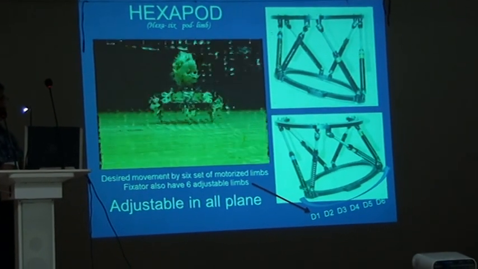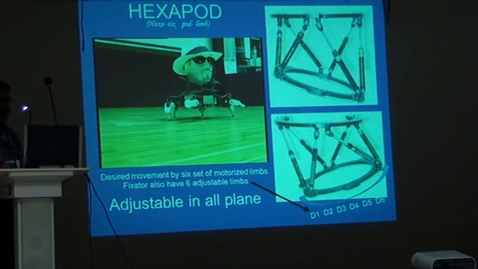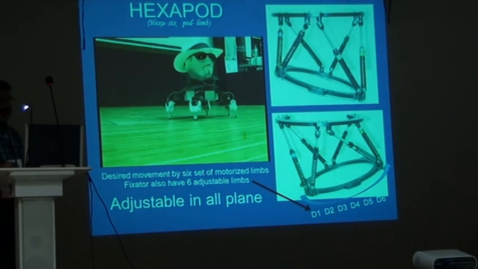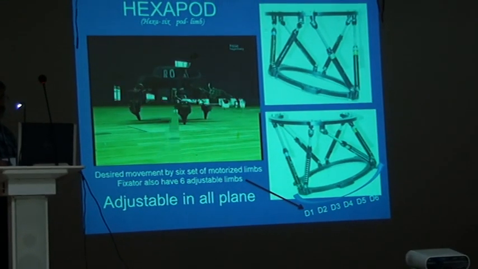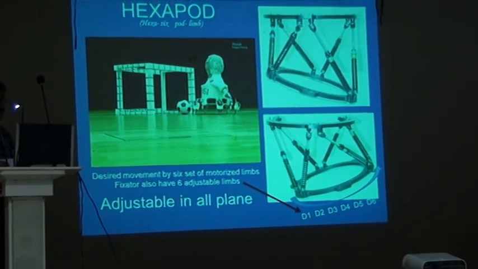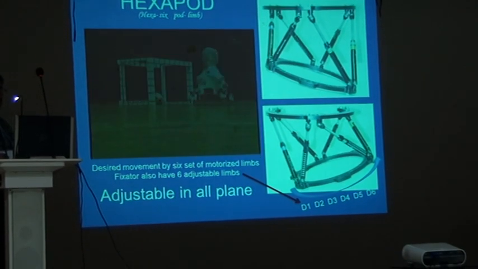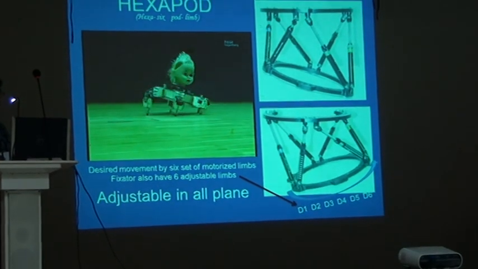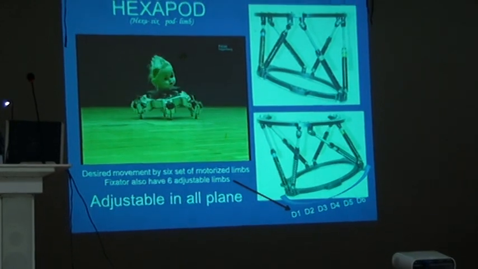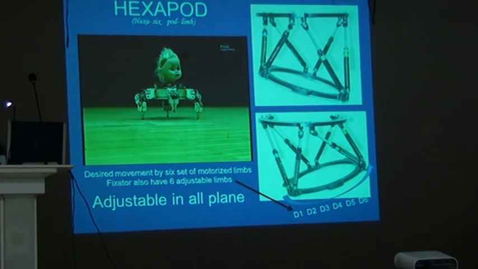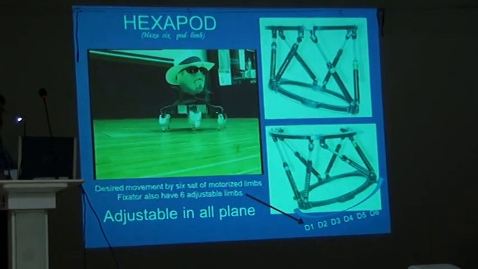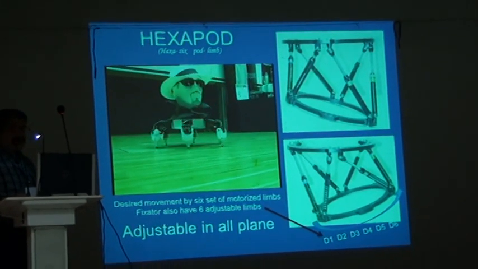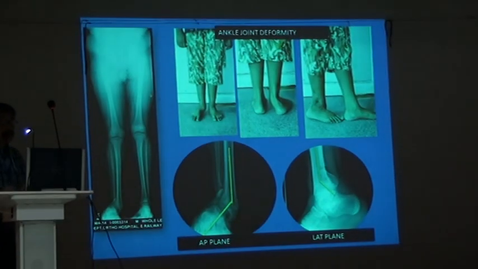Hexa means 6, pod means limb. Actually, the concept came from robotics, where desired movement is done by 6 sets of motorized limbs. These fixators also have 6 adjustable limbs, so that this fixator is adjustable in all planes. These distractors are numbered from D1 to D6. Now let's see how this system works.